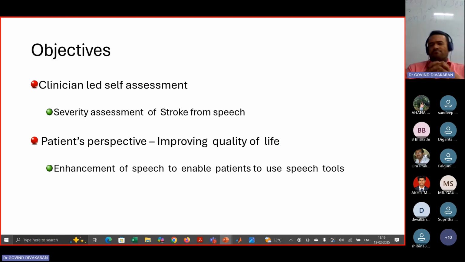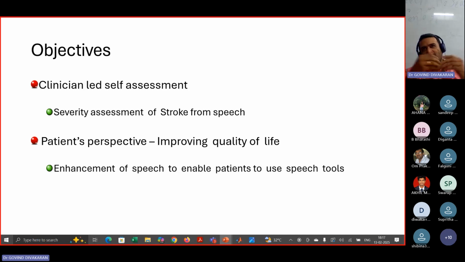So coming to this project, the HMR project has mainly two objectives. These objectives are defined from two perspectives: one is the clinician's perspective and the other is the patient's perspective. When it comes to the clinician's perspective, it is clinician-led assessment of the stroke.